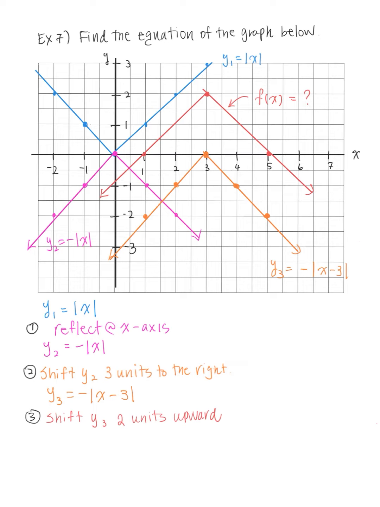Now, what is our final equation going to be? If I do the vertical shift on y3, do you remember what to do? Yes, you need to add 2 to y3. So our final equation is going to be y sub 4, let's just call that f of x, is going to be negative absolute value of x minus 3, and then plus 2.